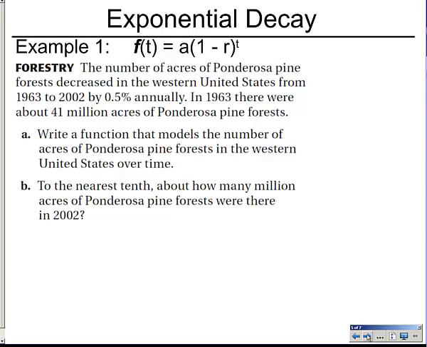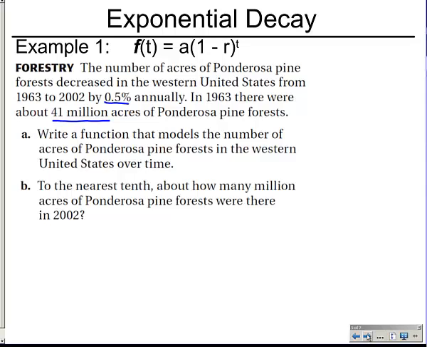Example 1: the number of acres of ponderosa pine forest decreased in the western United States from 1963 to 2002 by 0.5% annually. That's a small number there. In 1963, there were 41 million acres. That sounds like an initial or starting amount. Write a function that models the number of acres of ponderosa pine forests in the western United States over time.